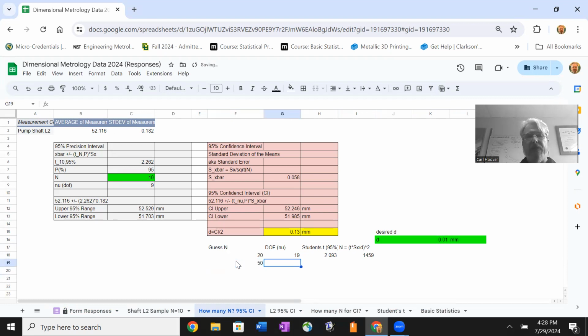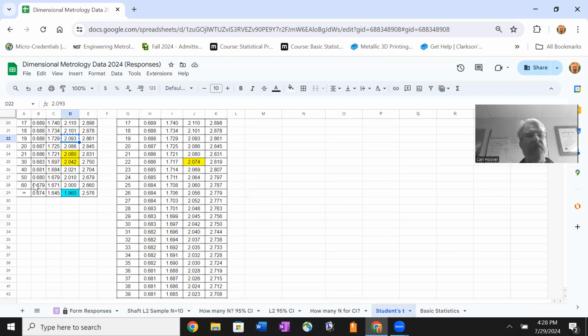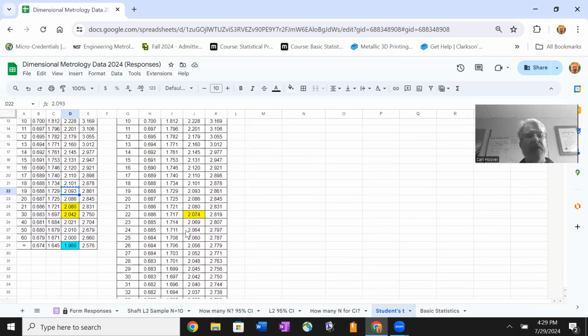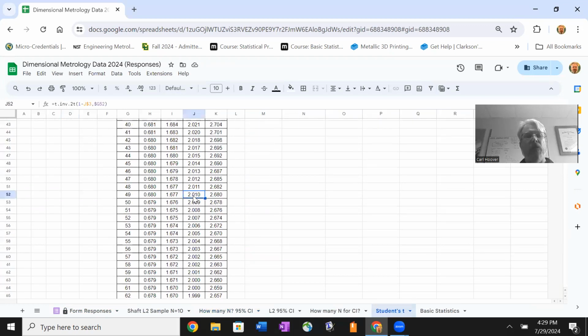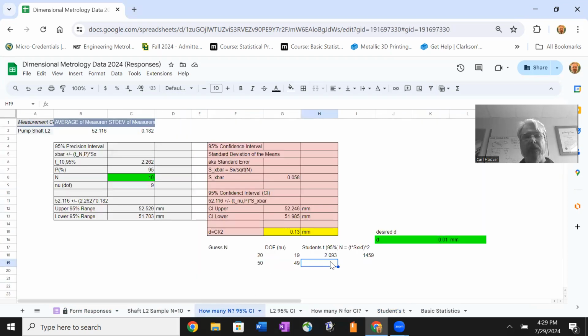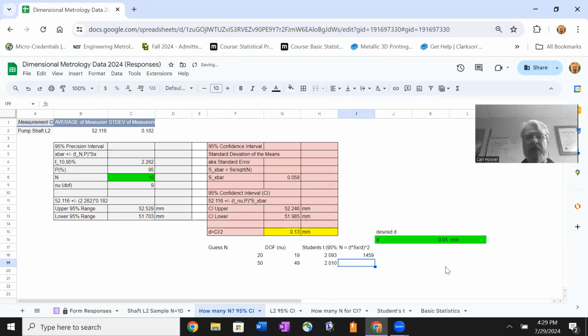How about 50? So for 50, we have 49. We can look that up in our student's T table. And over here, we see that this table is truncated a bit. So let's go over to this other table, which we calculated a bit more with the functions in Excel. So this is 2.01. And so we pop this in here. And then again, we're getting smaller, but this isn't even really close.